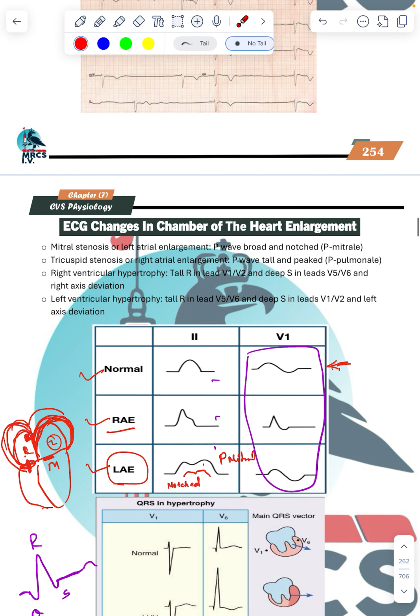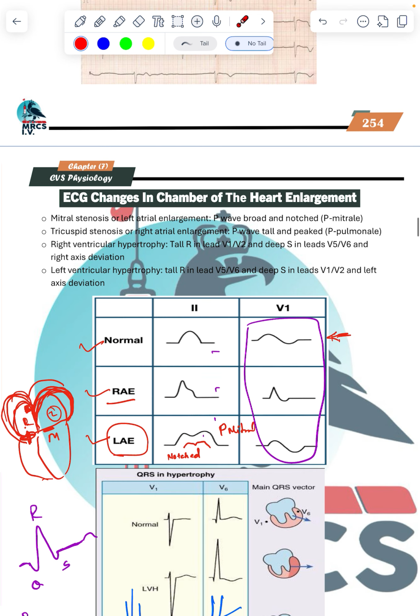ECG changes in chamber enlargement of the heart. This is a normal P wave. This is right atrial enlargement. This is left atrial enlargement, P mitrale, it will look like an M. This is right atrial. Mitral valve stenosis gives a broad, notched P wave.